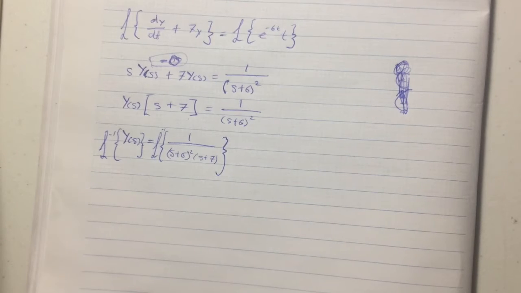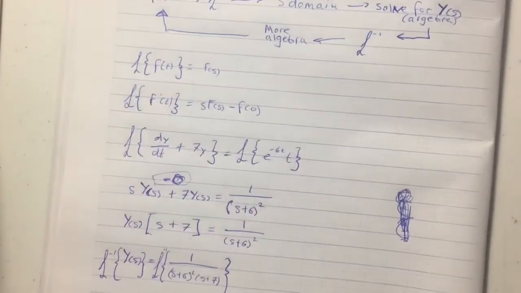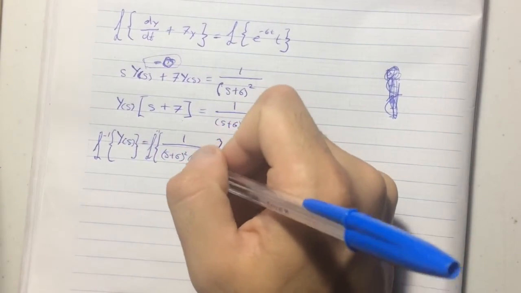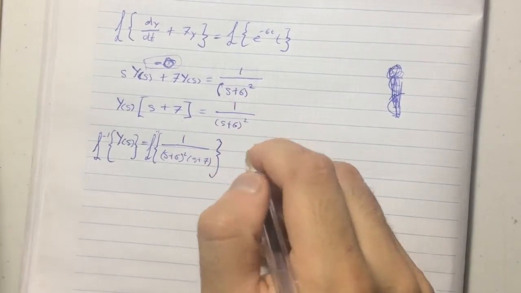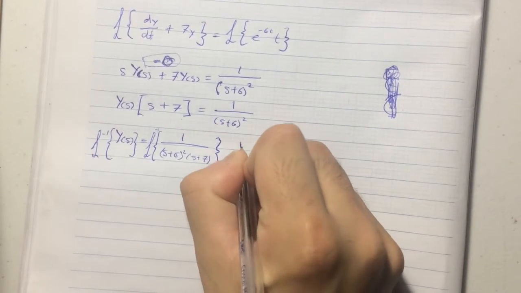This is the second part to the inverse Laplace transform of the second order differential equation. So we have the inverse Laplace transform of 1 over (s plus 6) all squared multiplied by (s plus 7). So that indicates we have to do partial fractions.